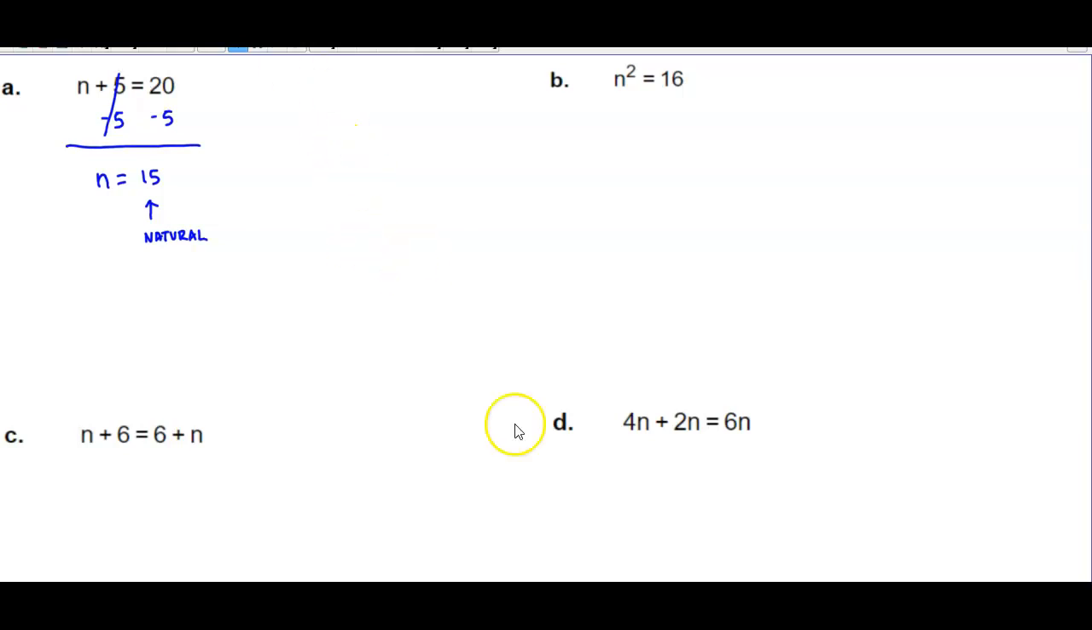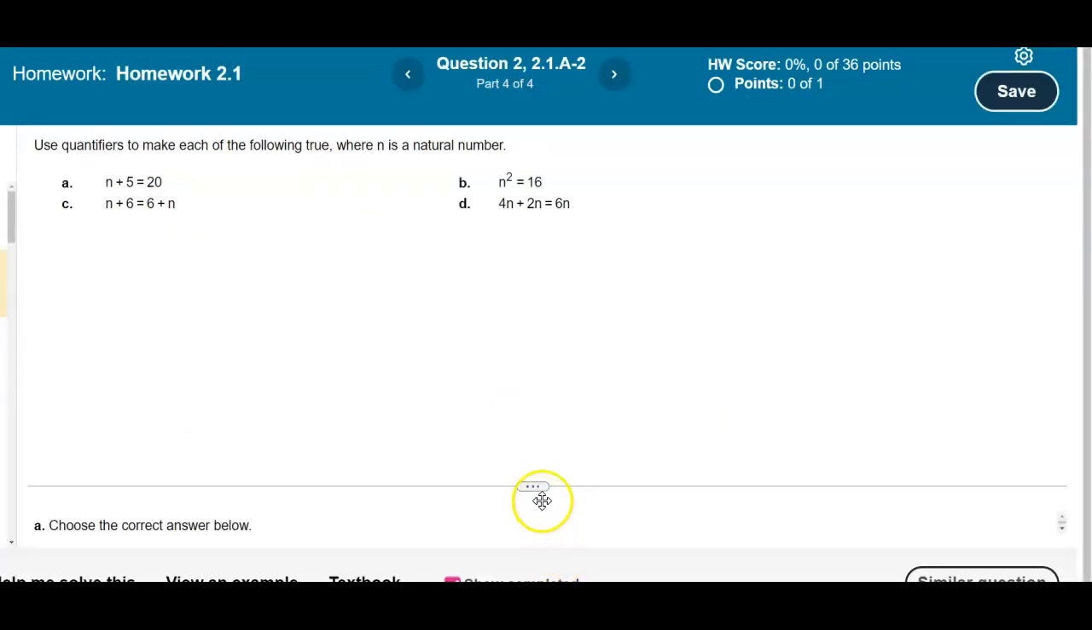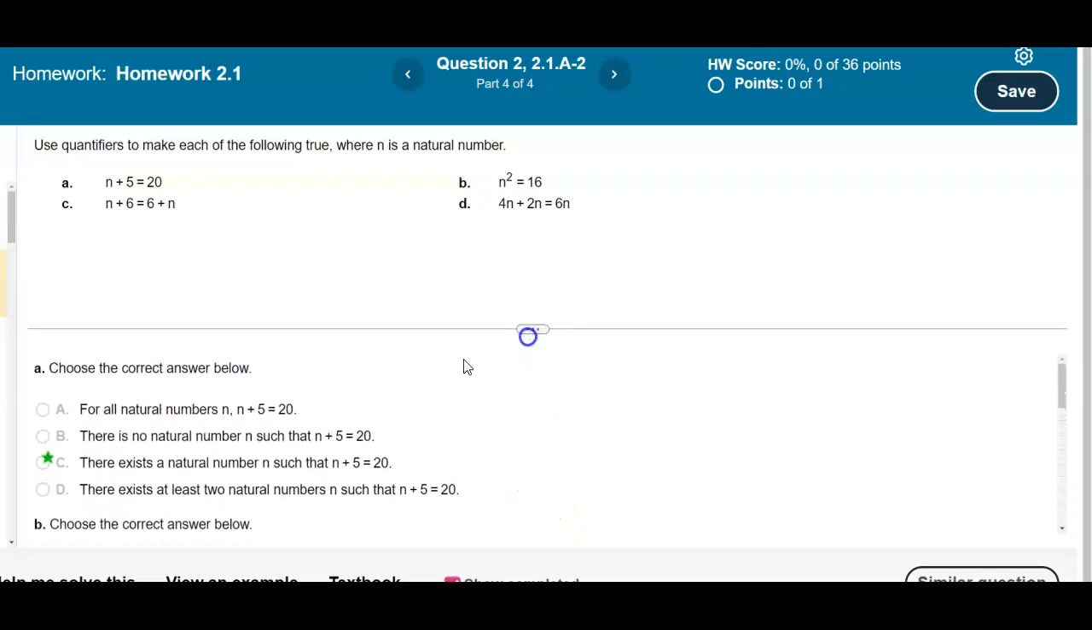Okay, so if we come back to our result here, we should see that there exists a natural number n such that n plus 5 is equal to 20.